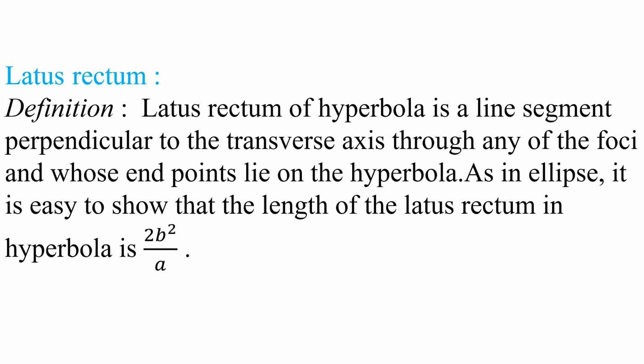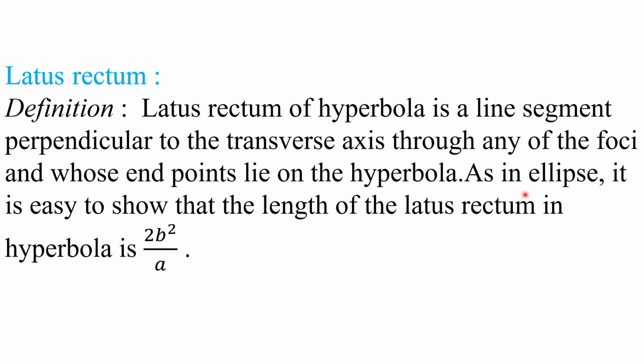How do you define the latus rectum of an ellipse? Yes, it is also a line segment which is perpendicular to the major axis and passing through any one of the foci. Yes or no, children? Do you remember that definition of latus rectum of an ellipse? Right. Similarly, here we define the latus rectum of a hyperbola as a line segment which is perpendicular to the transverse axis and passing through any one of the foci, and the endpoints of the line segment lie on the hyperbola. Okay, my children? Right.